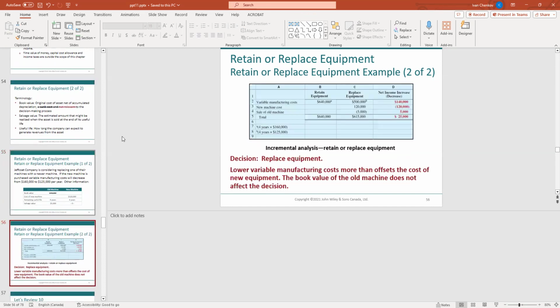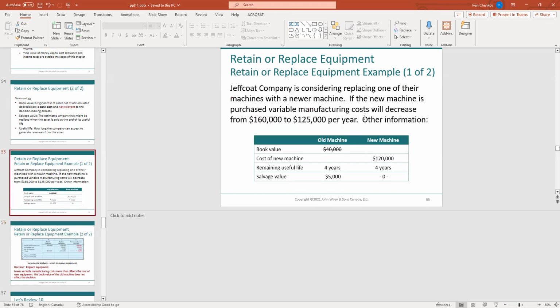So let's see what's going to happen. If we keep using the old machine, our cost will be $640,000. But if we purchase the new machine, we're going to reduce the cost by $140,000. Why 140? Should be 160. From 160 to 125 per year. Do you understand this logic? Can you see the numbers?